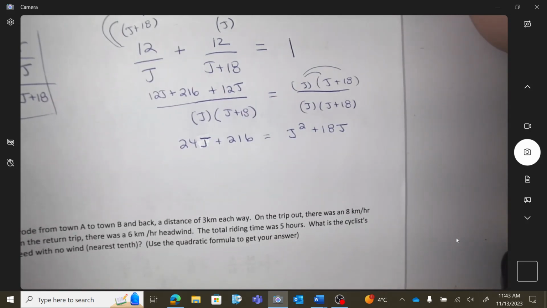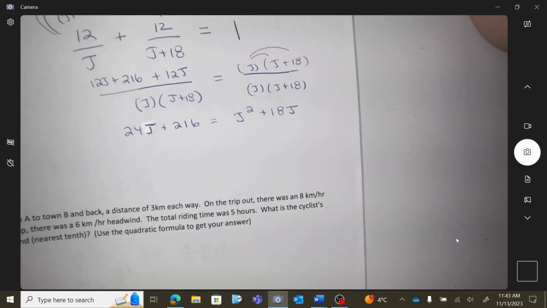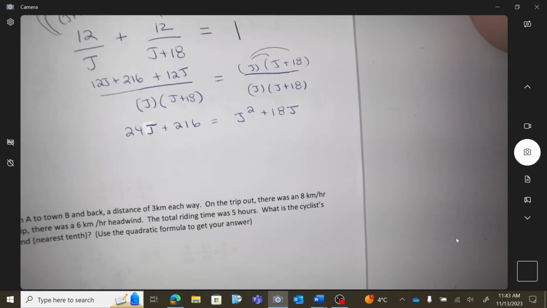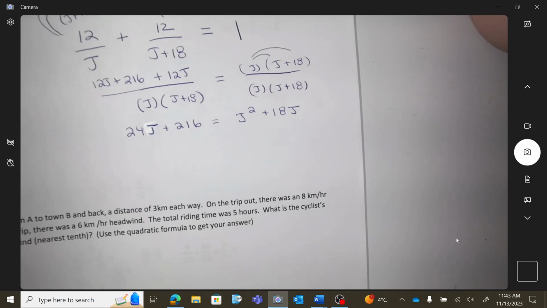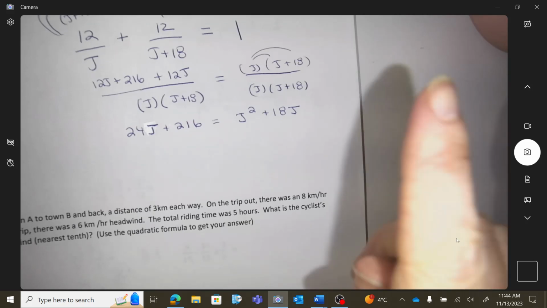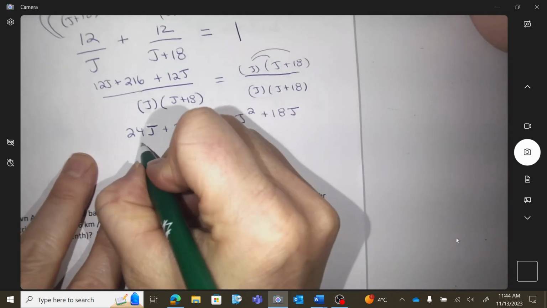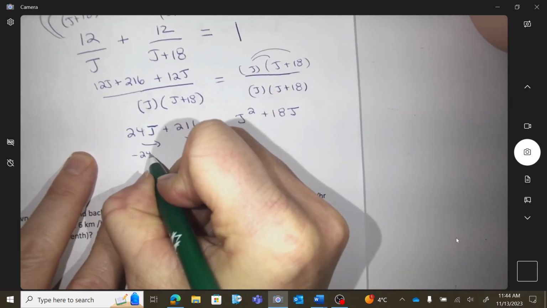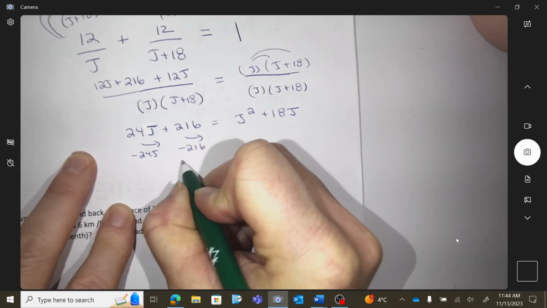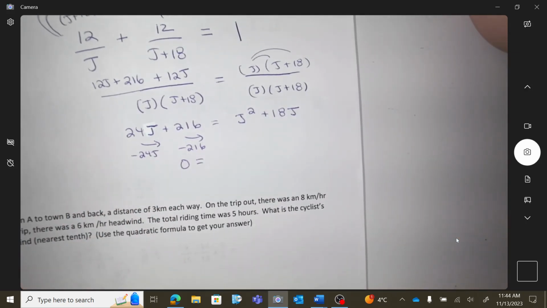Okay, are you ready for grade 12? You see J squareds, you see J's, you see numbers. What are you going to do? Just like that. You need a 0. Who's the boss here? Who's our boss? J squared is the boss, so it's going to stay. So you need to do a minus 24J and a minus 216. Then it gives me a 0.